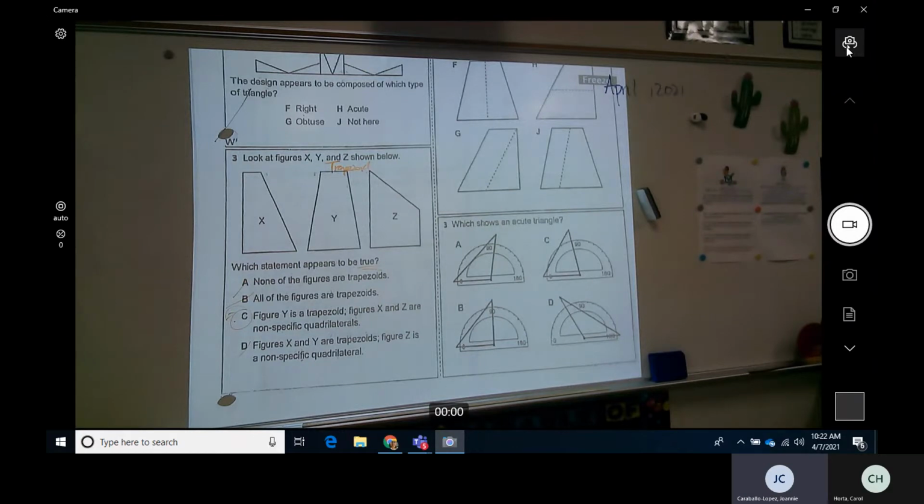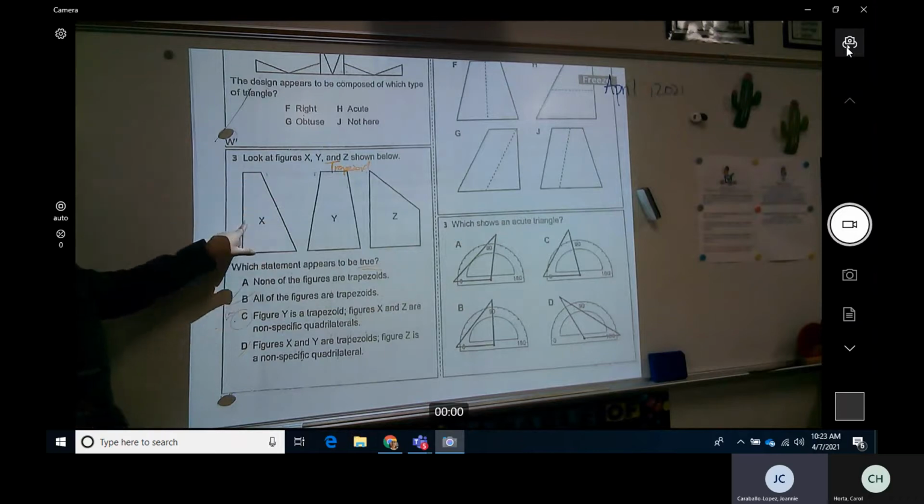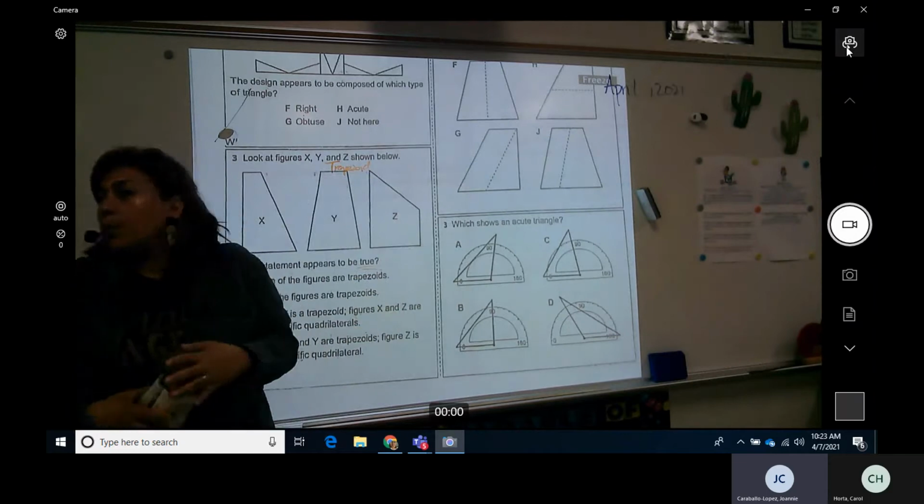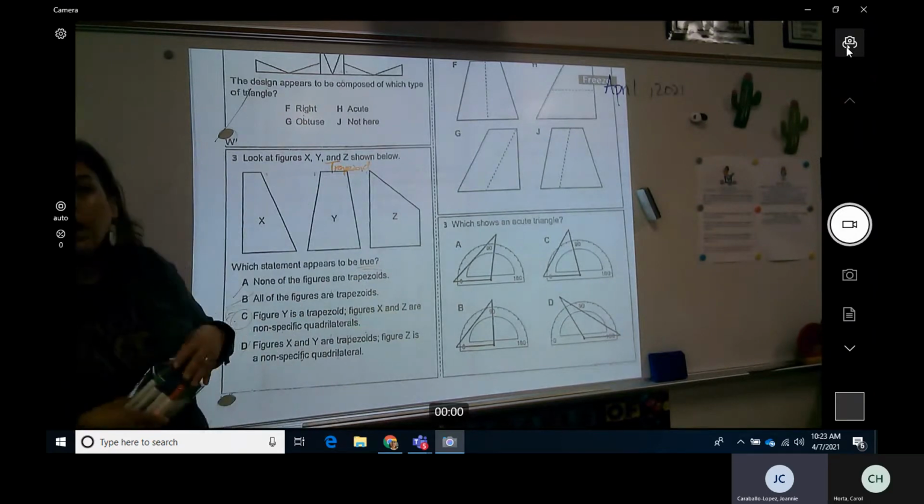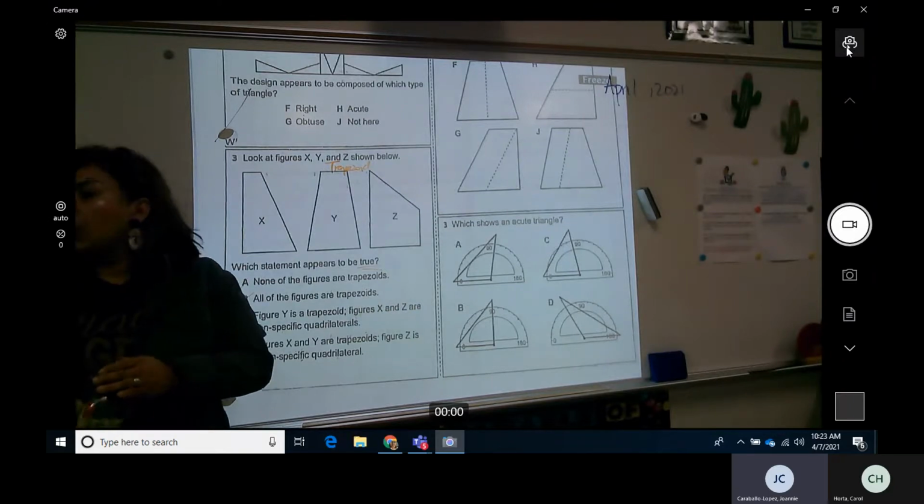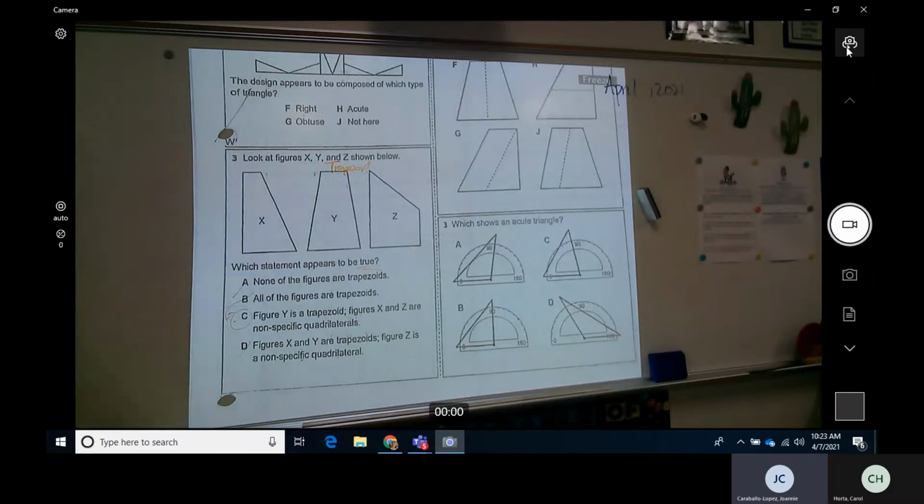Non-specific quadrilateral. So what we're looking at to specifically concentrate on is the fact that, what does quadrilateral mean? That it has four sides. Does it have four sides? 1, 2, 3, 4. 1, 2, 3, 4. It's non-specific because we don't know what it is, right? Like we could try to find out what they are, but it's a general term. Okay? It's like classifying something.